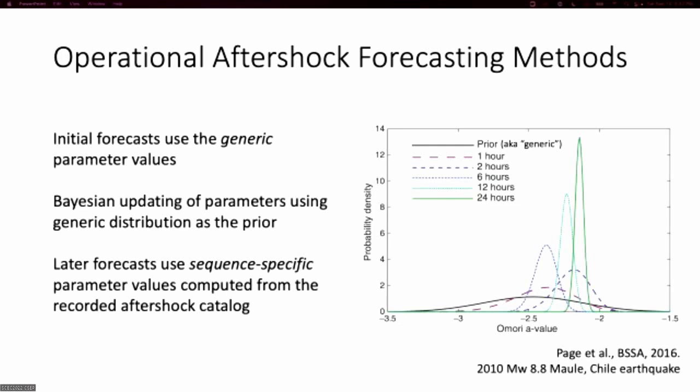So the figure on the slide here is showing an example of this evolution of parameters over time. The black line at the bottom of the plot is showing the initial, in this case, A-value distribution, and we say that's a very broad distribution. And then as we progress through time, this peak narrows in on a specific value that we determine as the most likely parameter for a sequence.